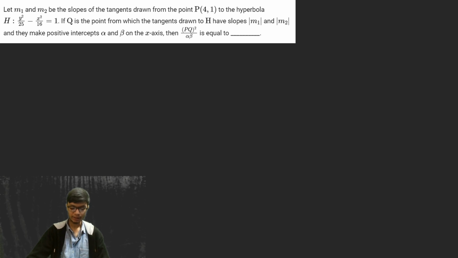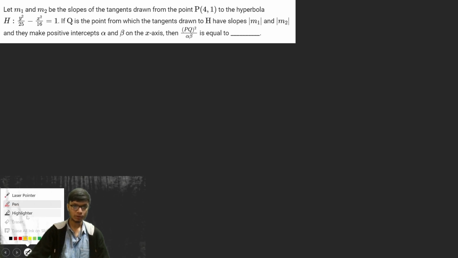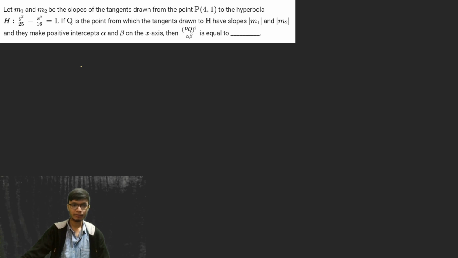And the next problem is again a numerical type problem from the important problems I have got. This problem is again on the concept of tangents. It says that for a hyperbola, the equation of the hyperbola is given as y square by 25 minus x square by 16 is equal to 1.